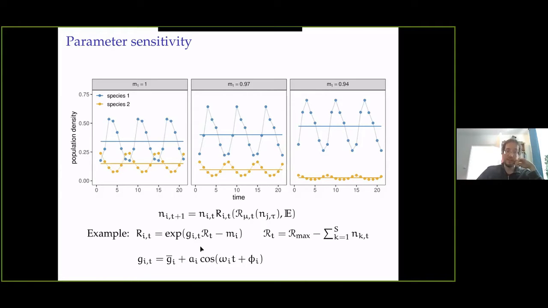What does that mean in practice? That if g_i(t) is given by, say, an oscillating periodic function like this one, which in turn is given by the average plus an amplitude times an oscillating function depending on a frequency and an initial phase, then it is the mean, the amplitude, the frequency, and the initial phase that are part of the vector of parameters, not g_i(t) itself.